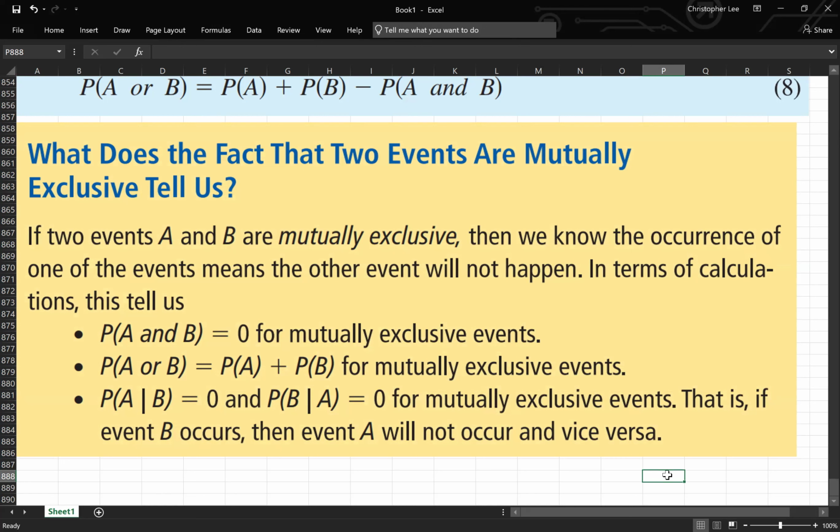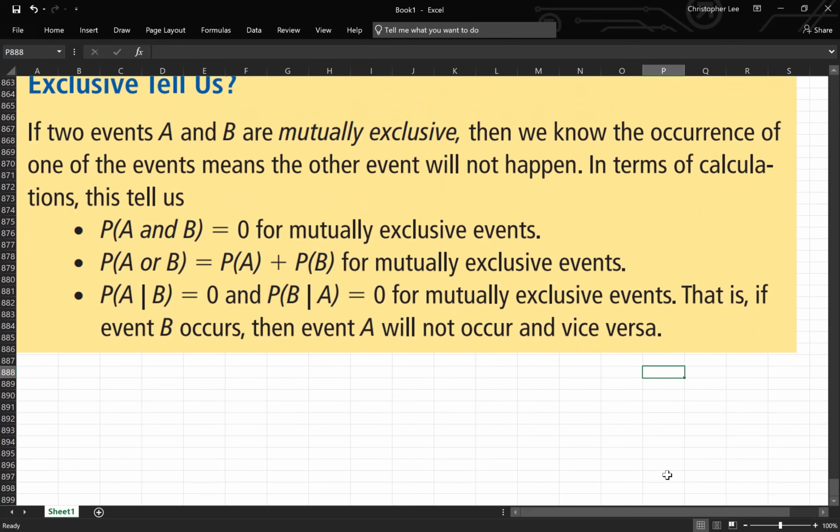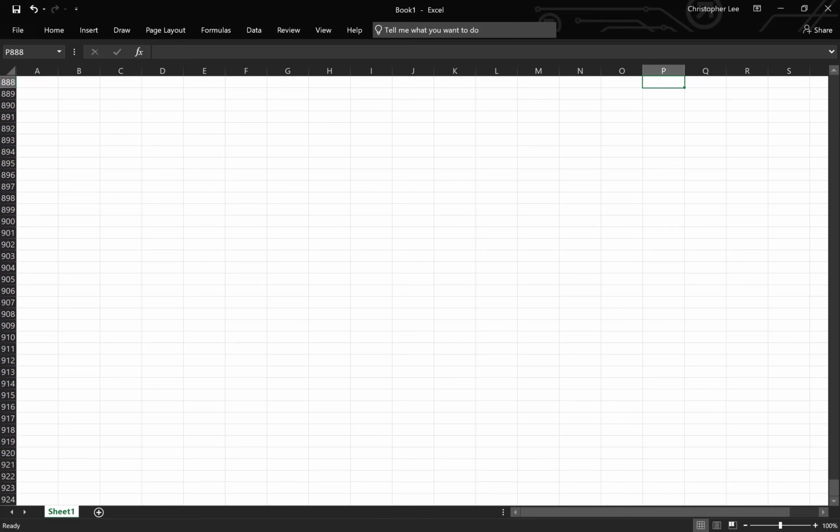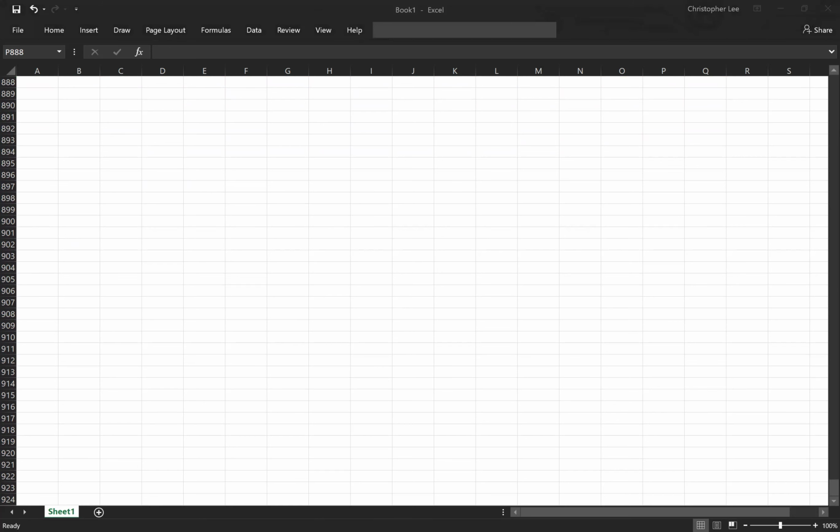In terms of calculations, the probability of A and B is equal to 0 for mutually exclusive events. The probability of A or B is equal to the probability of A plus the probability of B. The probability of A given B is equal to 0, and the probability of B given A is equal to 0. That is, if event B occurs, then event A will not occur, and vice versa. I don't know if that's going to help, but you can look at that on the recording.